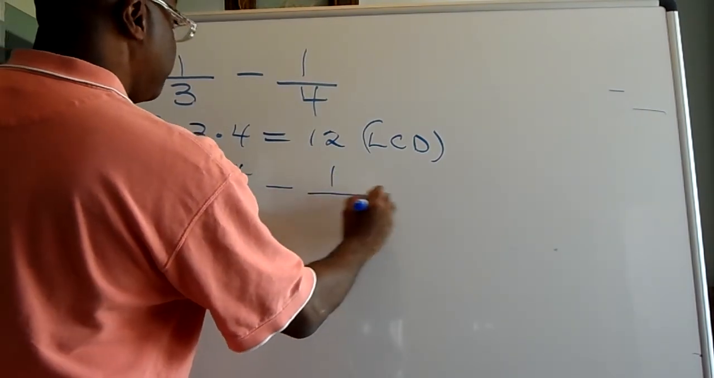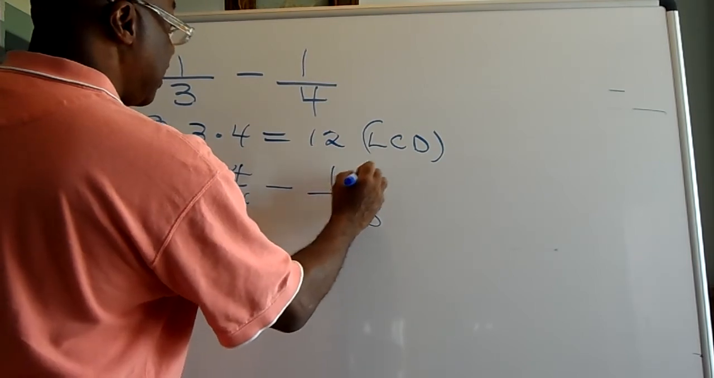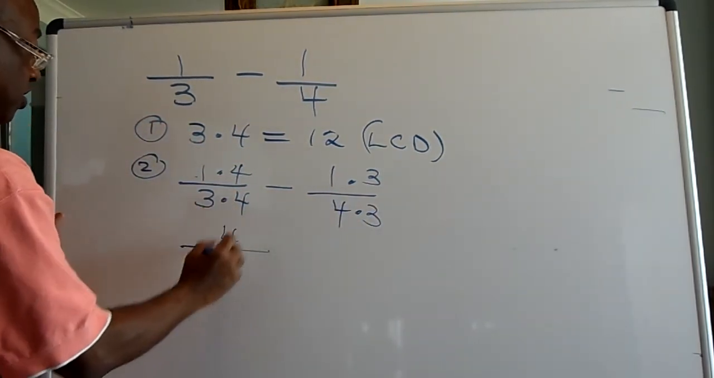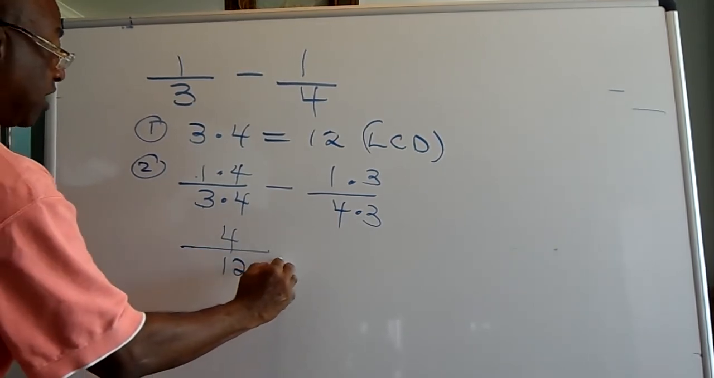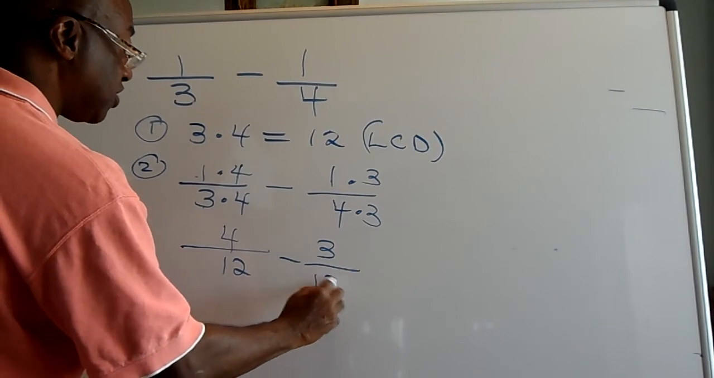Minus this time, 1/4. I multiply 4 times what? 3, and the top times 3. Do our multiplying. 1 times 4 is 4. 3 times 4 is 12. Minus 1 times 3 is 3. 4 times 3 is 12.